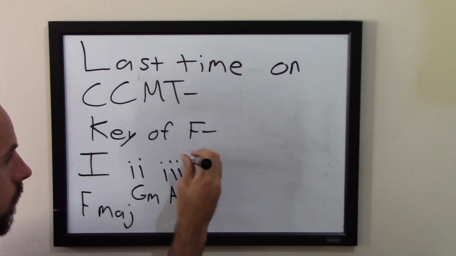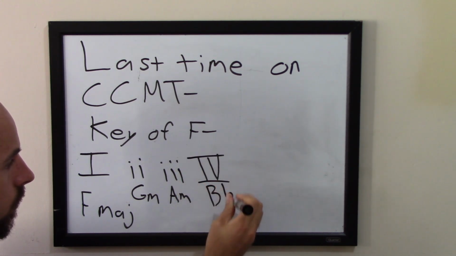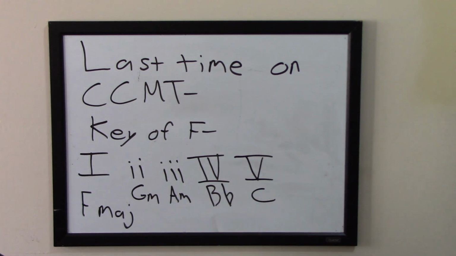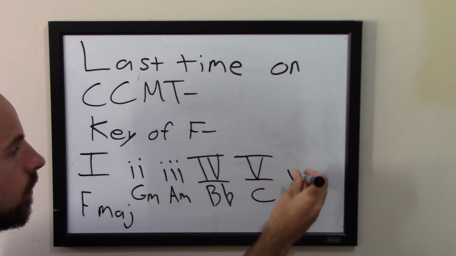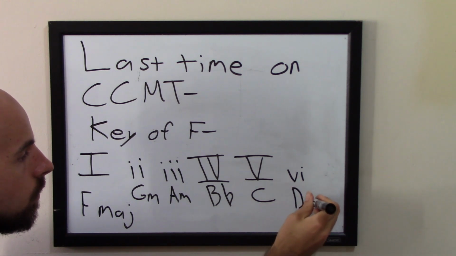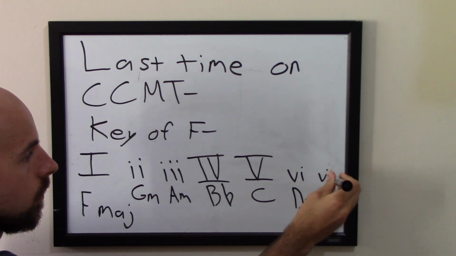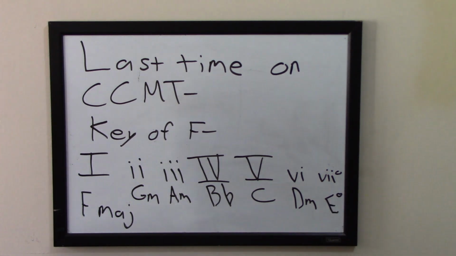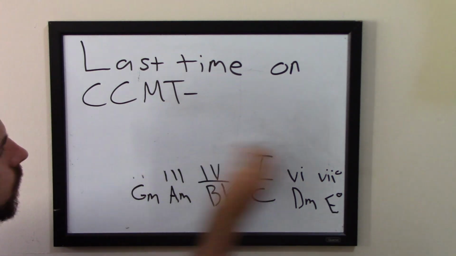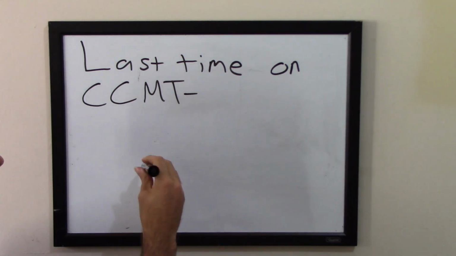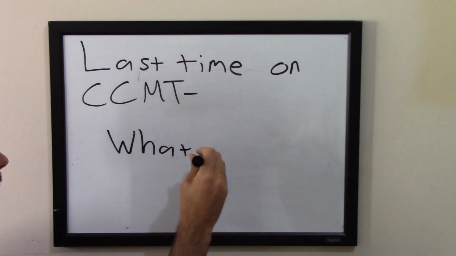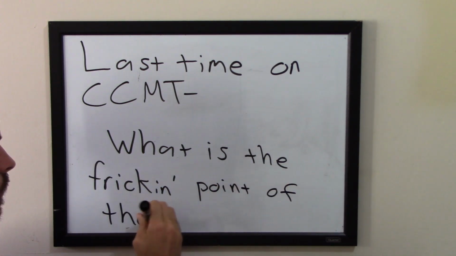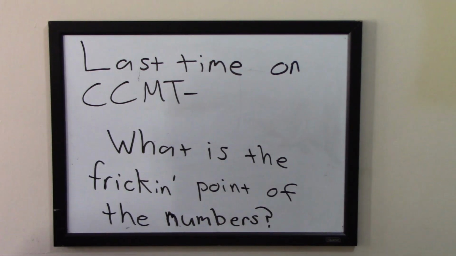B flat is going to be our four major. C is going to be our five chord. It's going to be a major chord. The six minor is going to be a D minor. The E diminished is going to be our seventh chord, or seventh diminished, and then you come back to the one chord as you go back up. So each of those chords can be represented with a number. But what is the significance of the number?